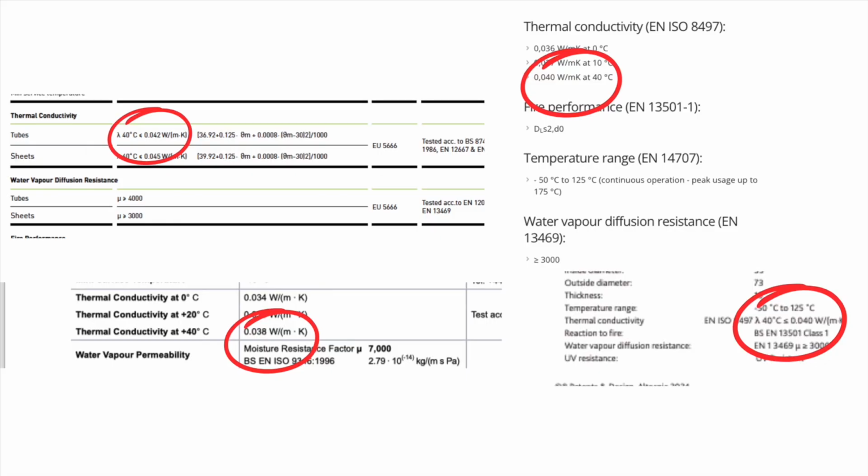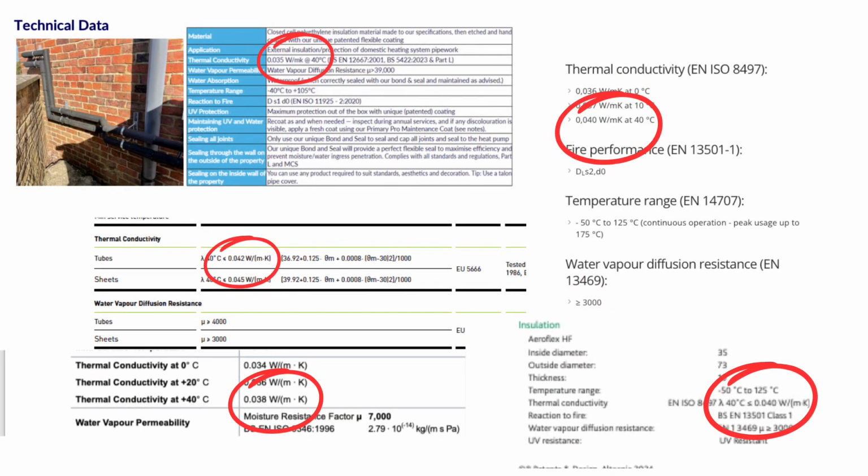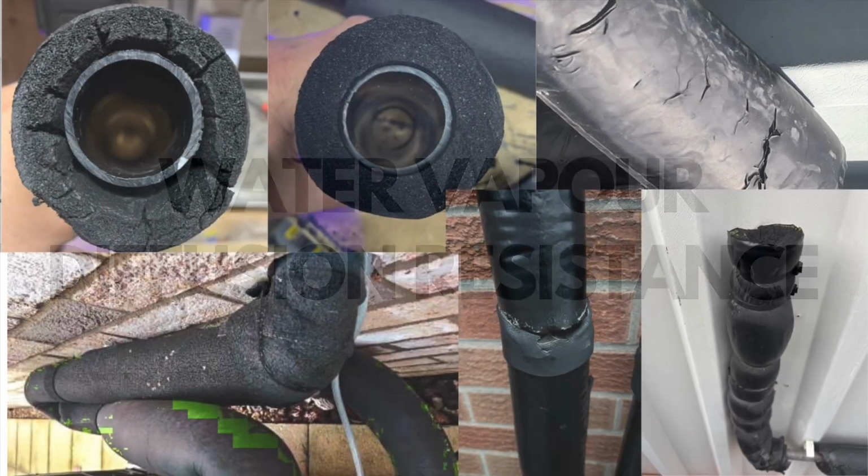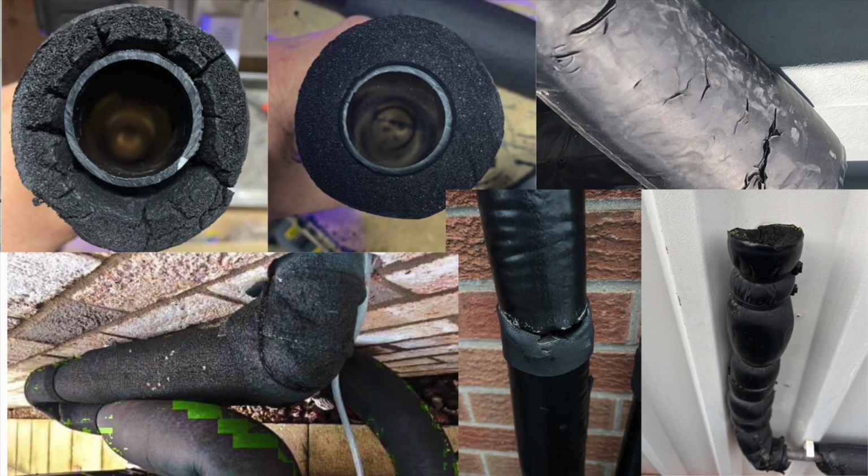So here we have some data sheets showing you the thermal conductivities at 40 degrees. You've got 0.038, 0.040, you've got 0.042. So they're the thermal conductivities. On ours, it's 0.035. But what about water diffusion resistance? What does that have an effect on, and how important is it? Yes, we can see that deterioration and things happen, but what does that do to the insulation?